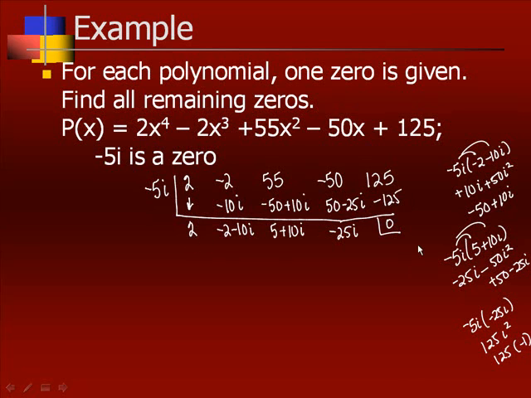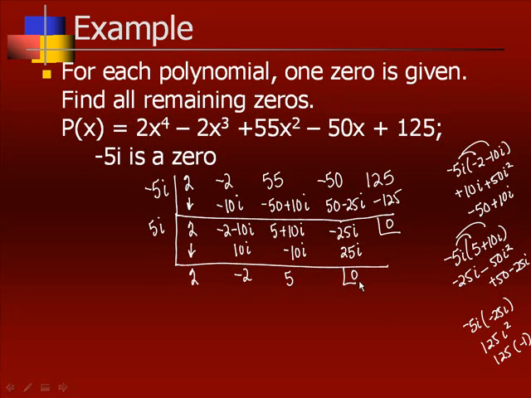So we're to this point. Well, because negative 5i is a zero, its conjugate would also be a zero, which would be 5i. So we're going to drop your 2. 5i times 2 would be 10i. Combine those and we would just get negative 2. Multiply this way would give us negative 10i. Combining those would give us just 5. Multiplying those would give us 25i squared. Combining those gives us 0. So there was one zero.